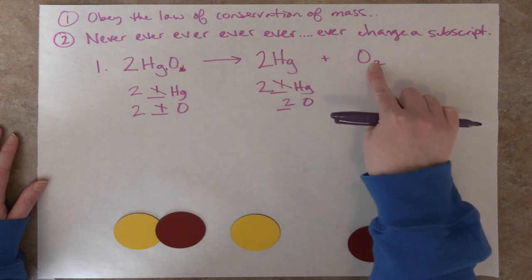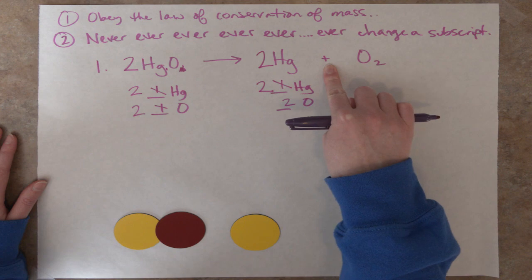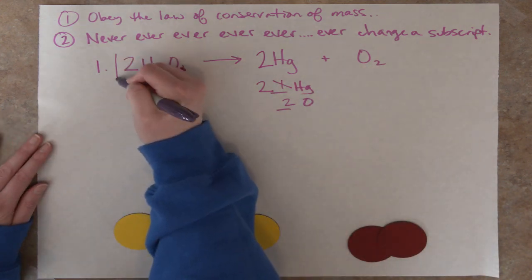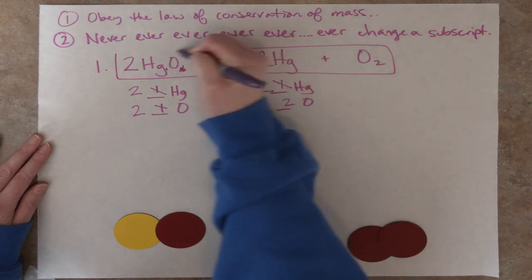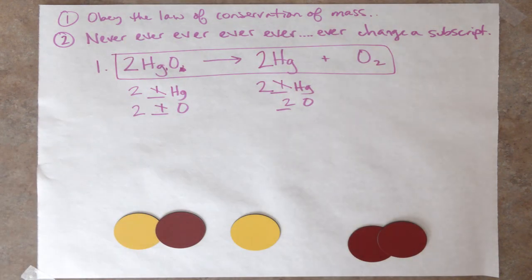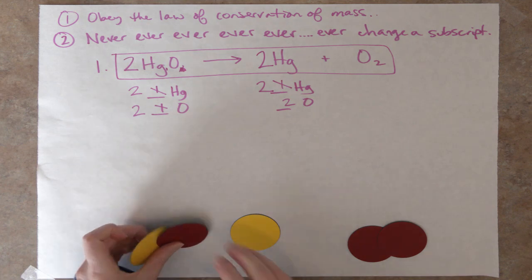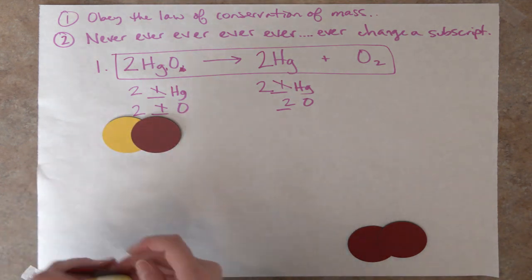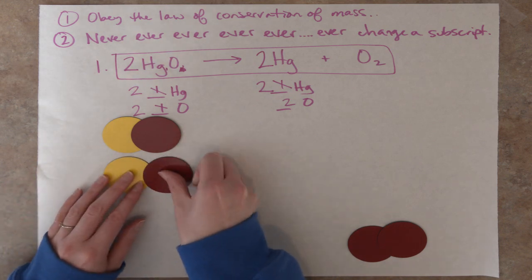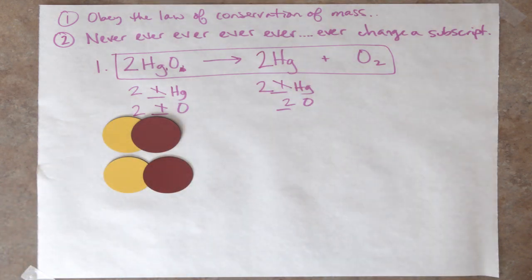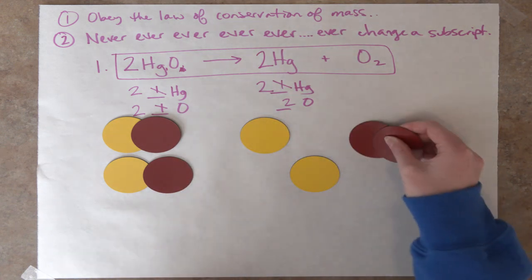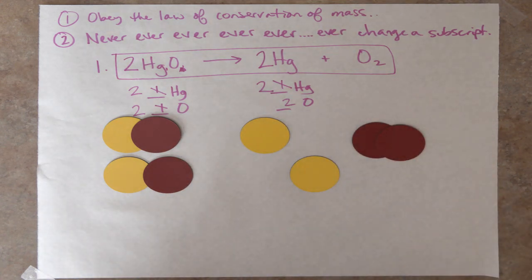This too does not modify this oxygen because it is stopped by the plus sign. Now my numbers match on both sides, and this is the answer to question number 1. So to look at it pictorially, here's what we would have: 2 mercury oxides, we would have 2 mercuries, and 1 oxygen molecule.